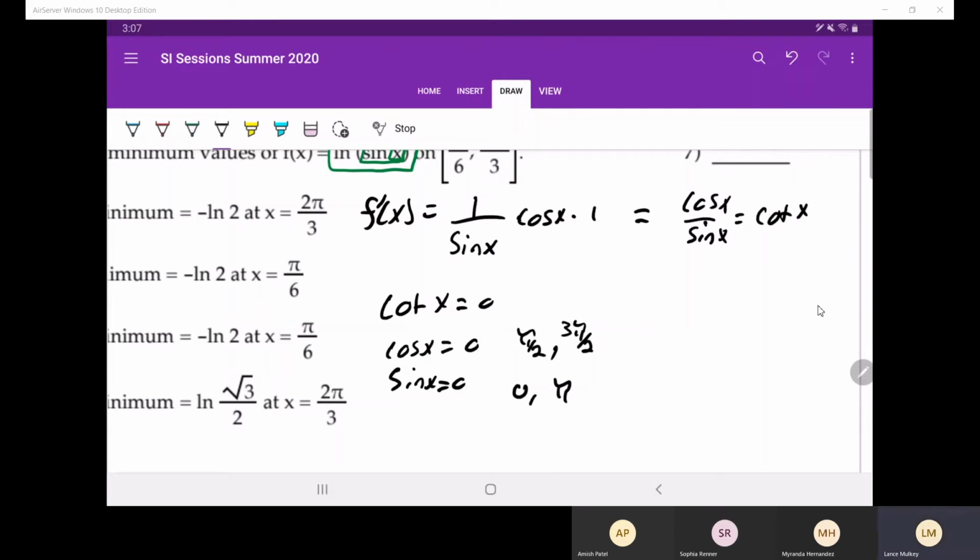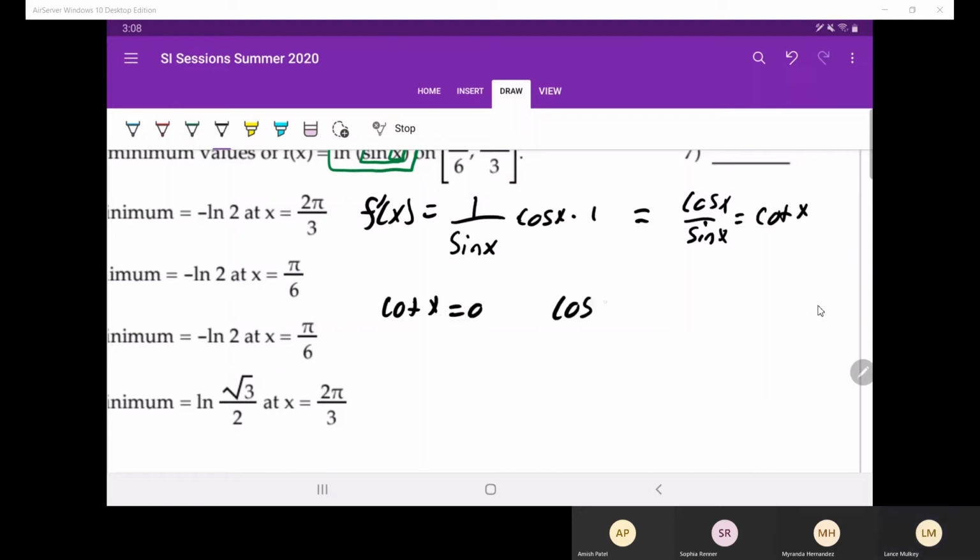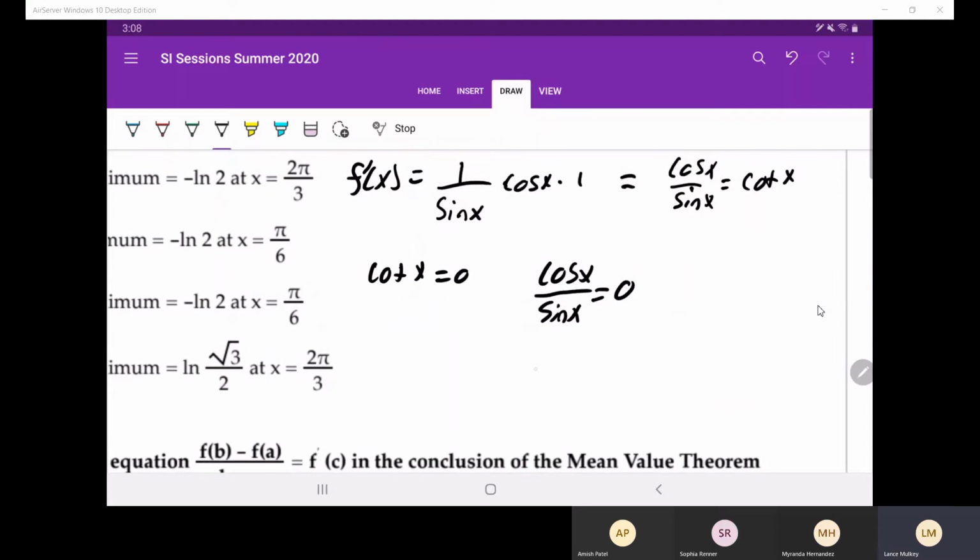That makes sense? Hang on. So now we have, so we got to make sure when the top equals 0, or when the denominator, sine x, equals 0. I'm trying to make it a bit more clear for you guys. All right. So this one is undefined for the sine x and when it's 0.